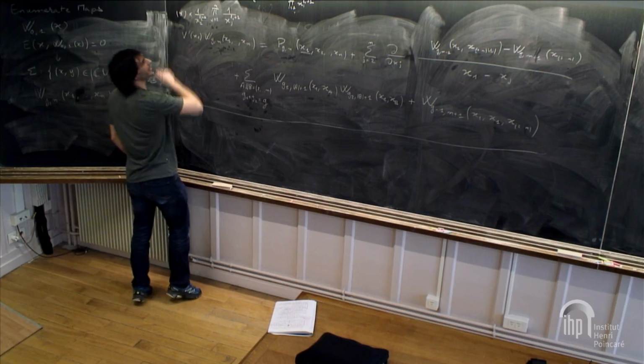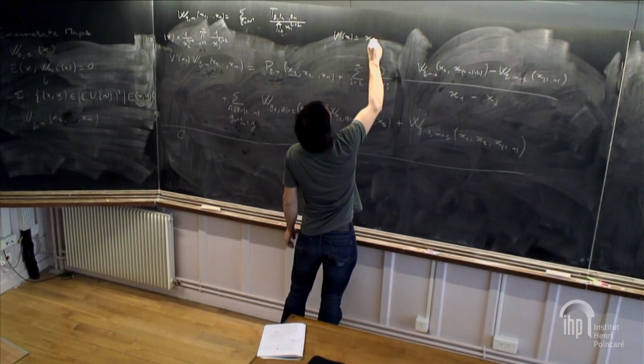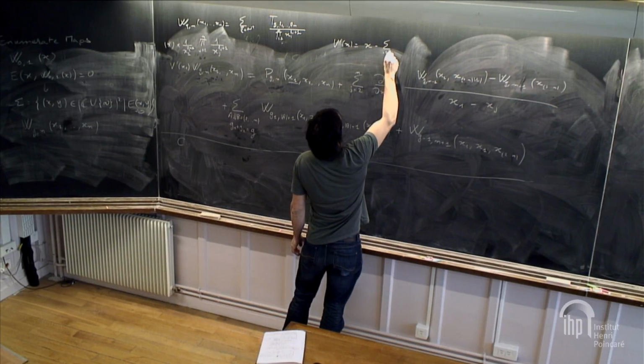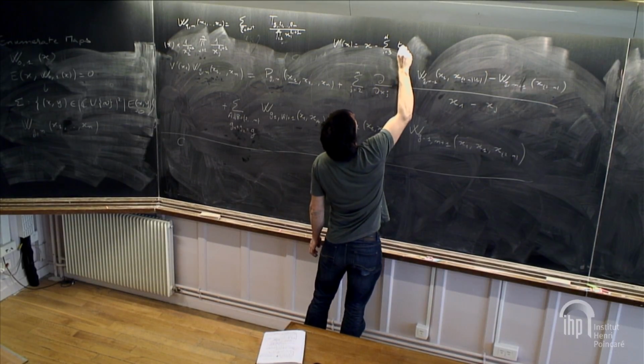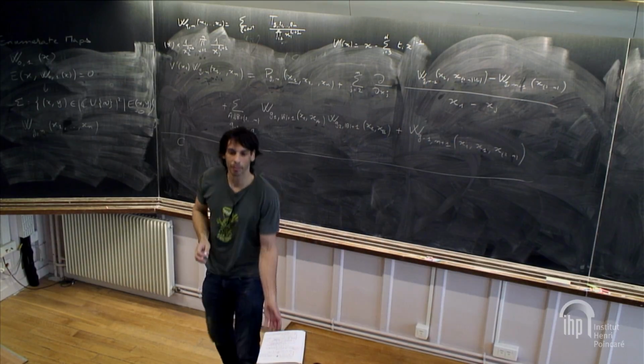So V prime of x, we put it here. V prime of x is equal to x minus the sum over i from 3 to v of t_i x to the power i minus 1. So it's exactly the same.